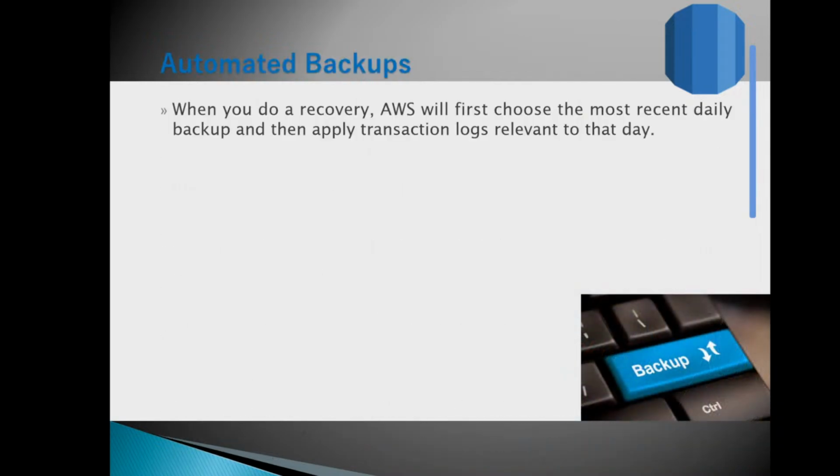in automatic backups. When you do a recovery, let's say you lose your database, and you ask Amazon to restore your database. So what will Amazon do? AWS will first choose the most recent daily backup and then apply the transaction logs relevant to that date. So whatever the most recent backup is, Amazon is going to restore it.